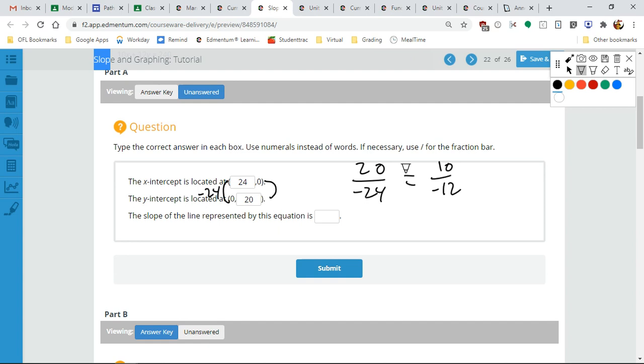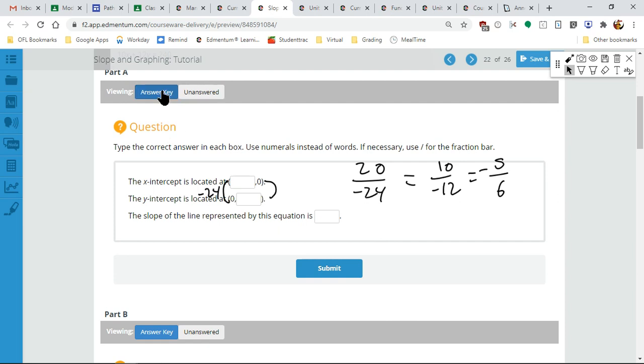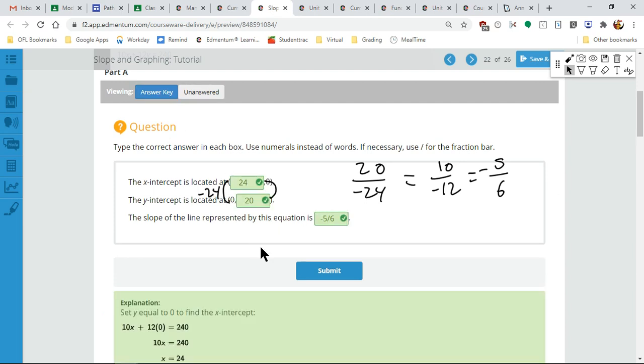Oh, I can still divide these by 2 again, so I probably should have divided by 4 instead of dividing by 2, but oh well. So I divide this by 2 again. So I'm going to get negative 5 divided by 6. Let's see how Edmentum does it, because I'm thinking I want to put it like that. Remember, division and fractions are the same thing. So let's see how Edmentum wants it. Nope, they want it the exact same way, so we're good.